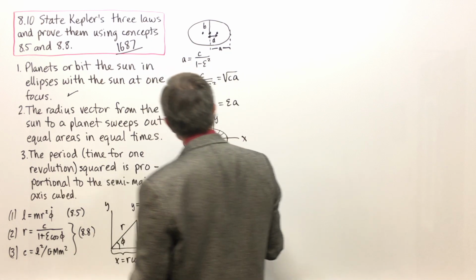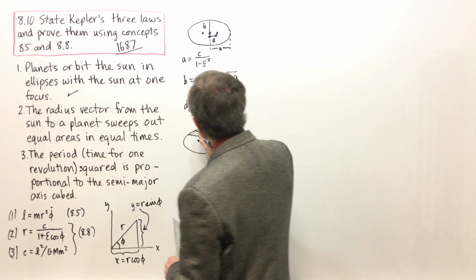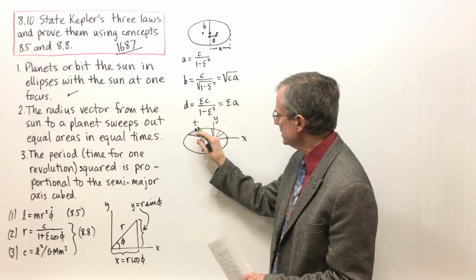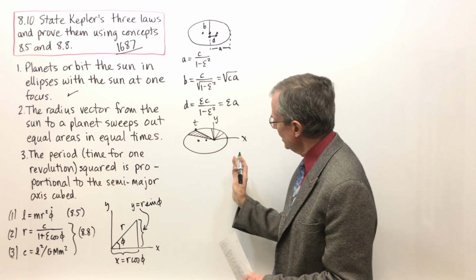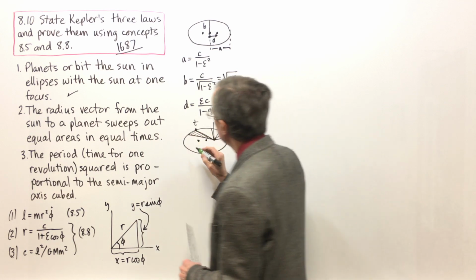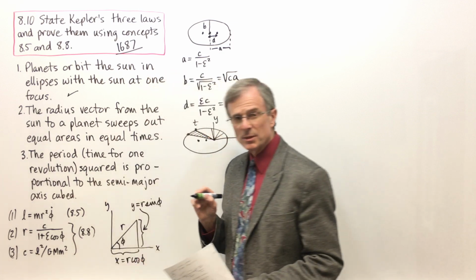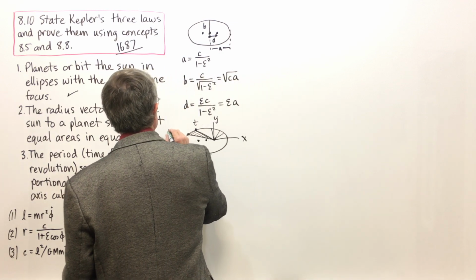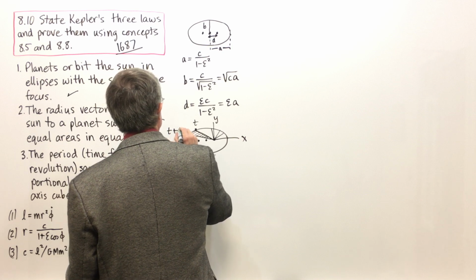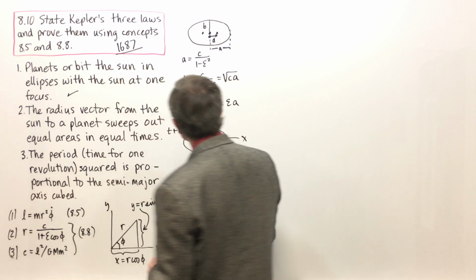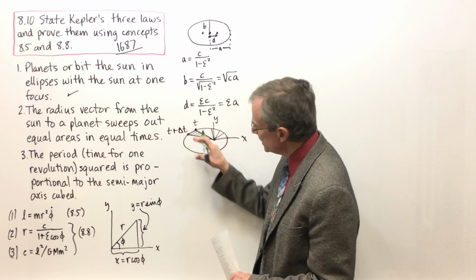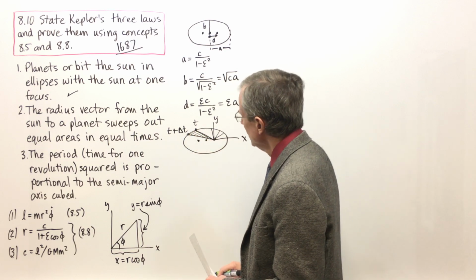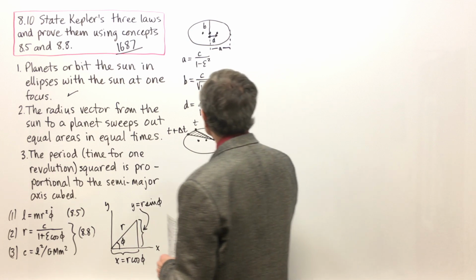So let me consider that area. Let me consider this to be the position of the planet at time t. And then as it's going around, this would be the position of the planet at time t plus delta t. So it's gone that distance in a time delta t. What's the area swept out?